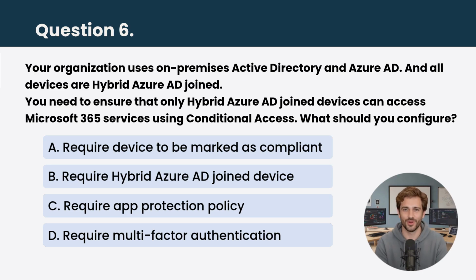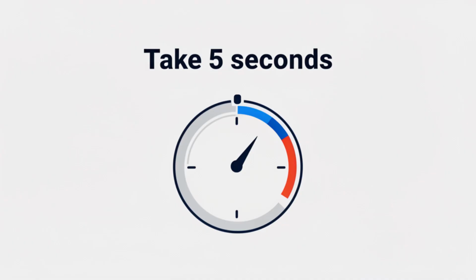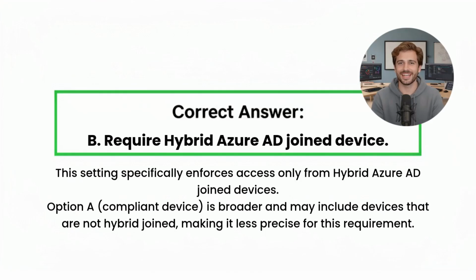Question 6. Your organization uses on-premises Active Directory and Azure AD, and all devices are hybrid Azure AD joined. You need to ensure that only hybrid Azure AD joined devices can access Microsoft 365 services using conditional access. What should you configure? A. Require device to be marked as compliant. B. Require hybrid Azure AD joined device. C. Require app protection policy. D. Require multi-factor authentication. Take 5 seconds before answering. The correct answer is B.